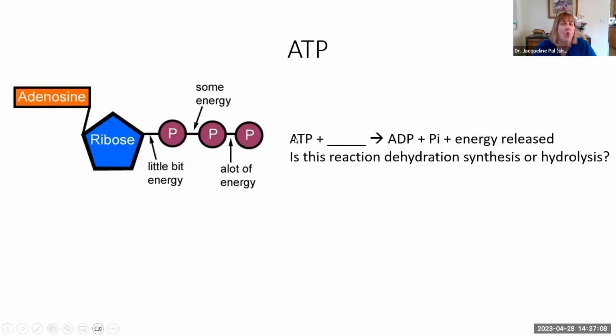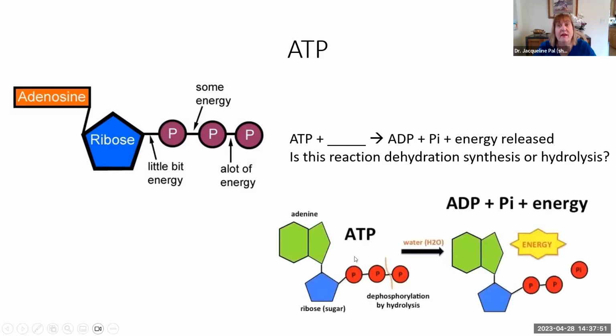So we're making the ATP because we want to use the ATP, which means we want to break it down back to the ADP and release this humongous amount of energy that was stored. So stop and think for a second from what we've already learned. What would we have to add to ATP in order to break this down? And is this reaction an example of dehydration synthesis or hydrolysis? If you can figure out which reaction it is, then you can figure out what needs to be added.